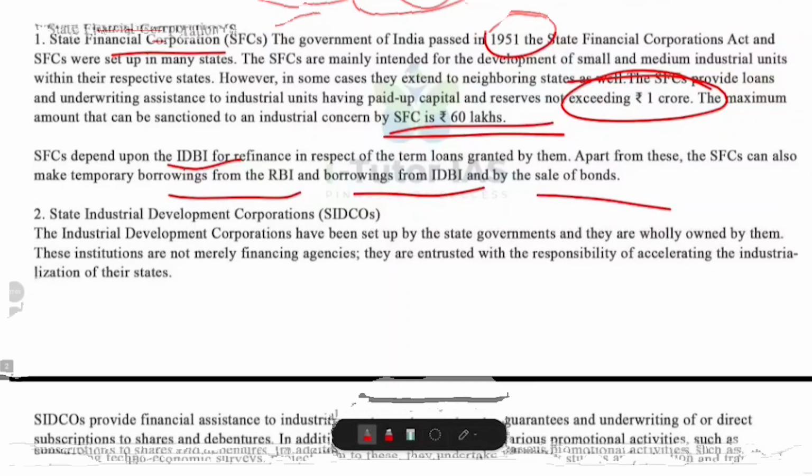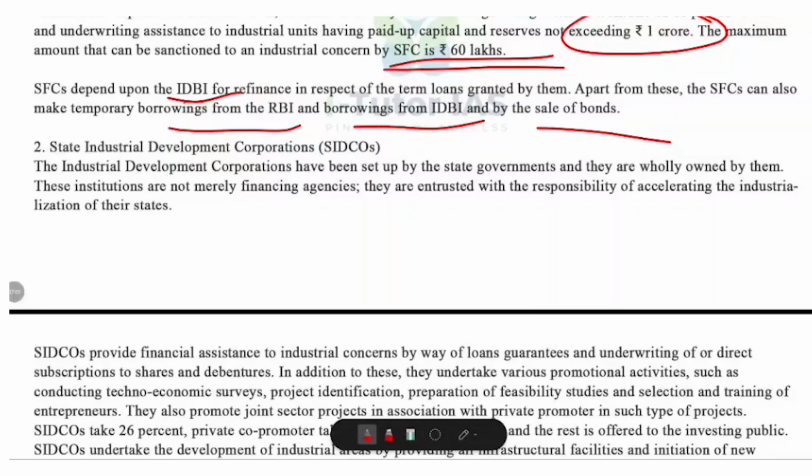for growth. Okay. Now let's move on to the next important state level institution, the State Industrial Development Corporation, commonly known as SIDCOs. We just learned about the State Financial Corporations, SFCs, right? They mainly focus on providing financial assistance to small and medium industries. But SIDCOs go a step further. They not only finance industries but also actively promote industrial growth in their states.